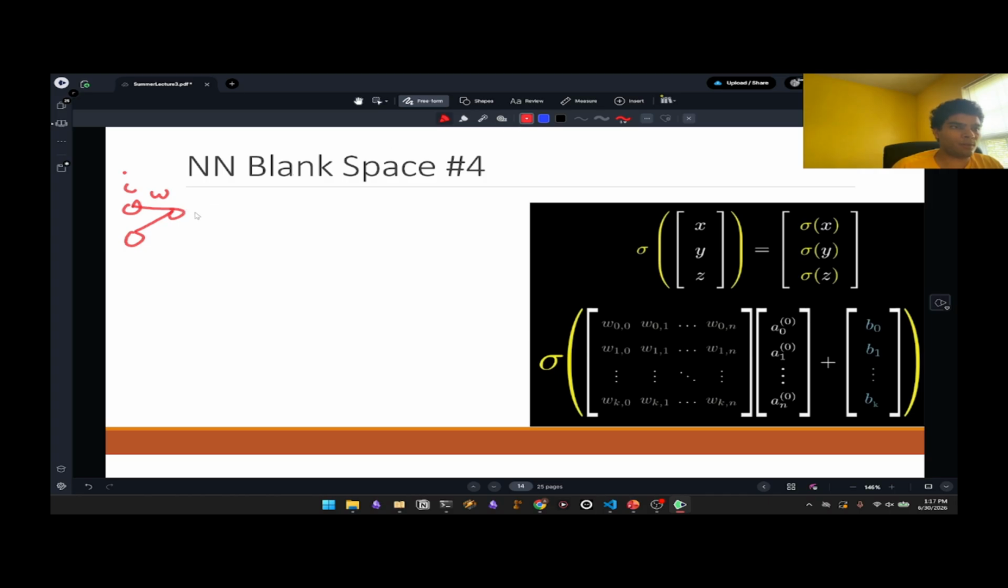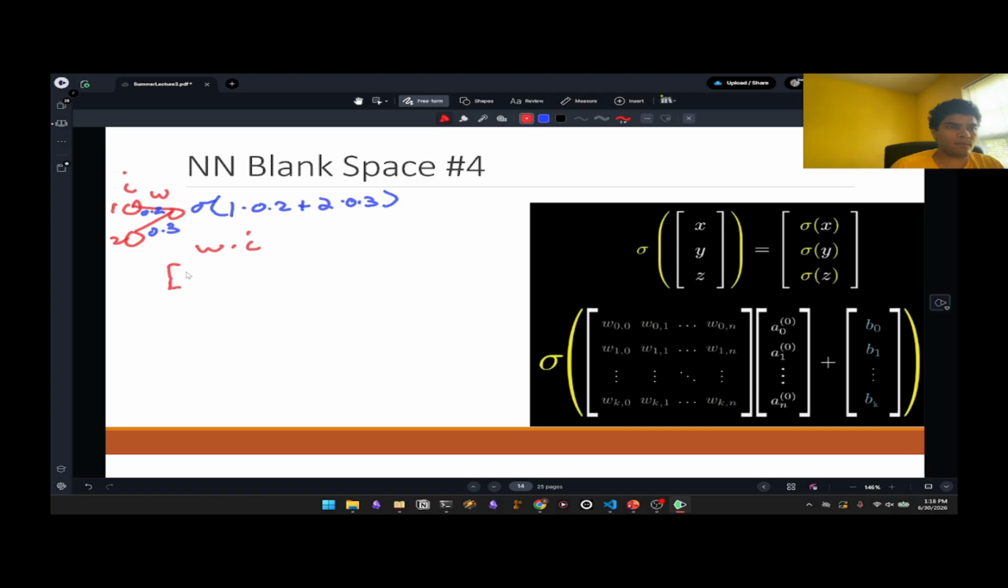So if you do the computation, if this was an input of 1 and 2, and these weights were 0.2 and 0.3, we do 1 times 0.2 plus 2 times 0.3. And then you do the sigmoid. So what that looks like is a matrix of your weights multiplied by a matrix of your inputs.